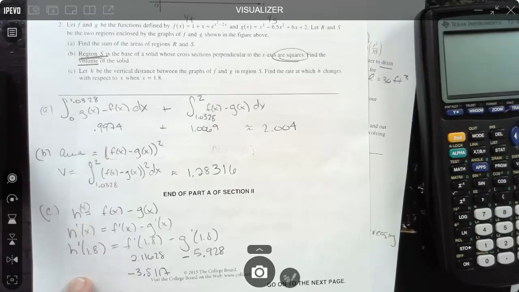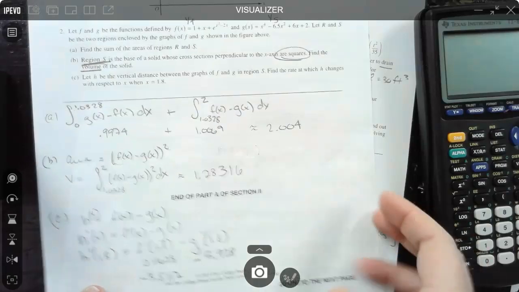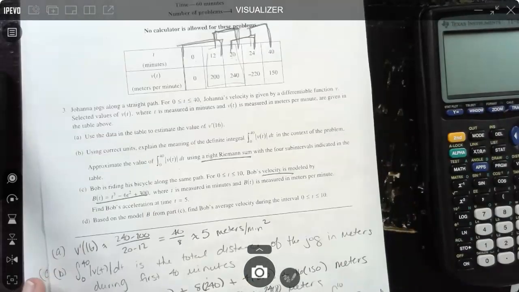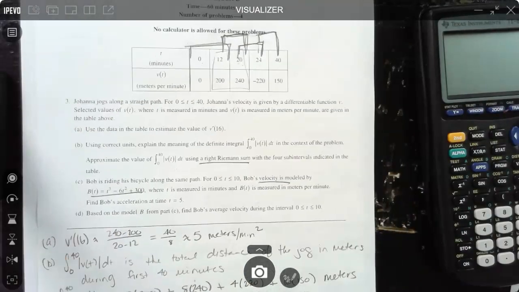All right, how'd y'all do on that one? All right, 3 was the one that y'all should have knocked out of the park because he's done them so much. I hope anyway.